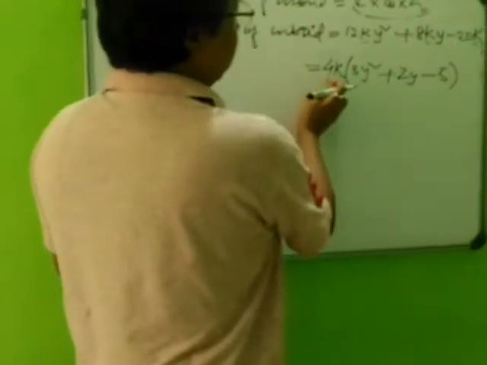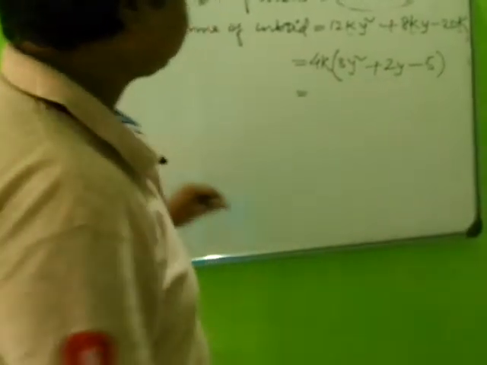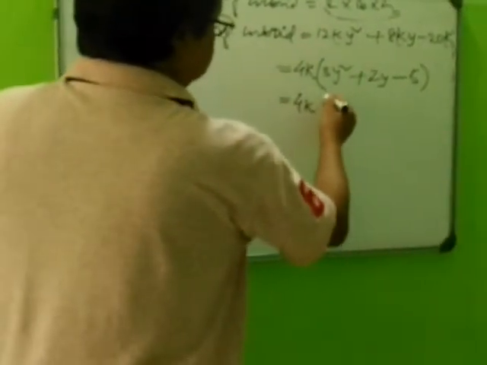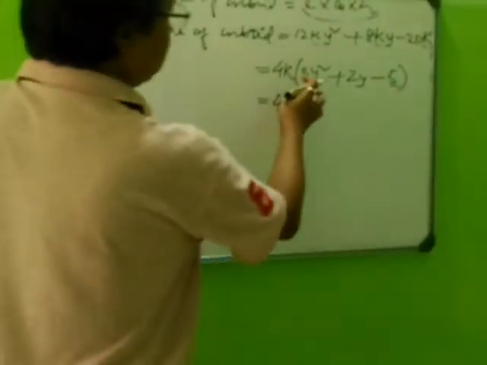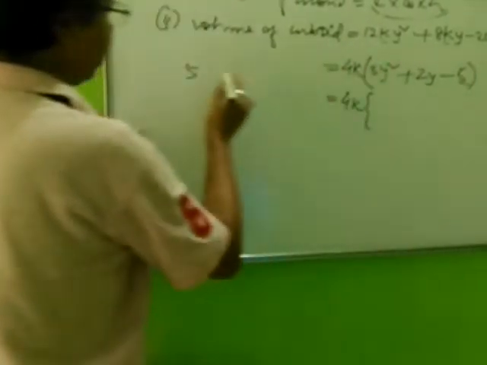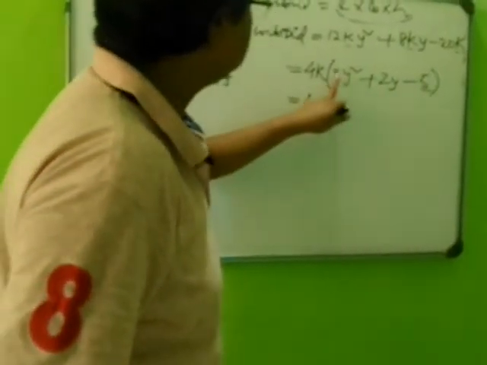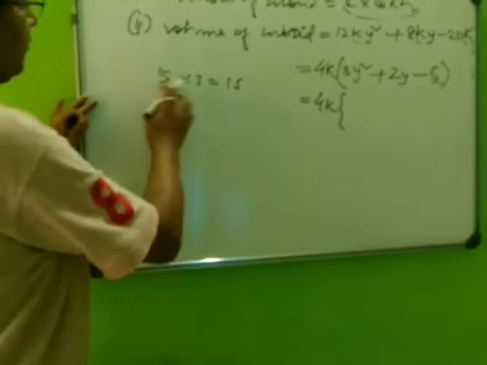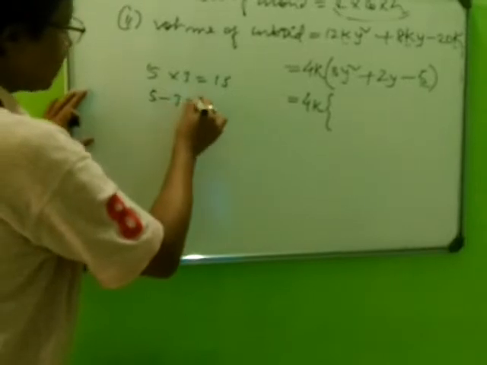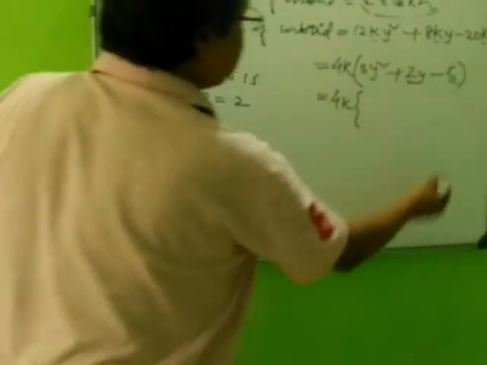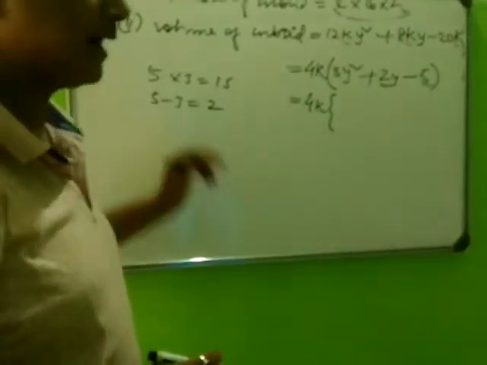So 20k equals, now you are going to split this middle term, factorization. So 4k into, the constant is 5 and the coefficient of y square is 3, so 5 into 3, you got 15. 5 into 3, 15. So 5 minus 3, you got 2. So that means this middle term 2 can be split in the form of 5 minus 3.